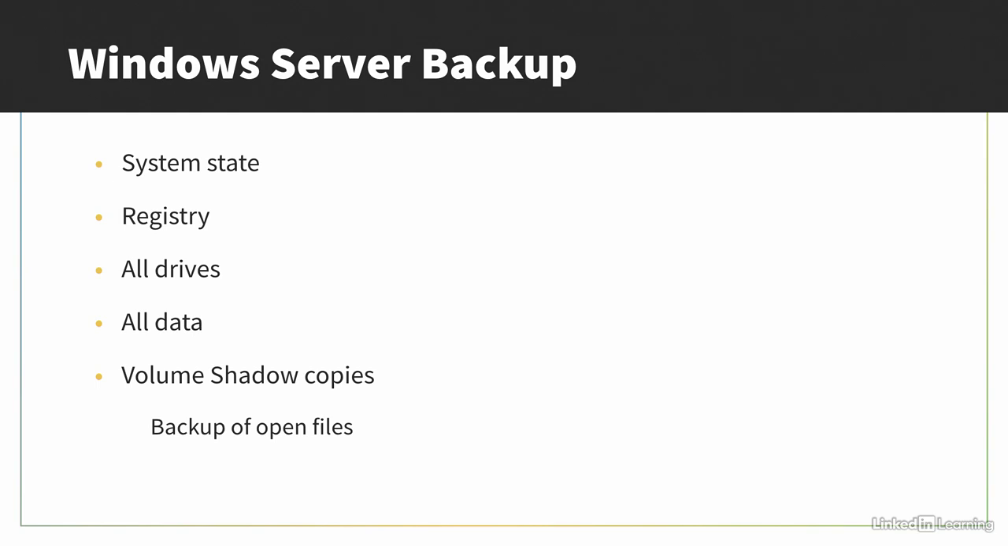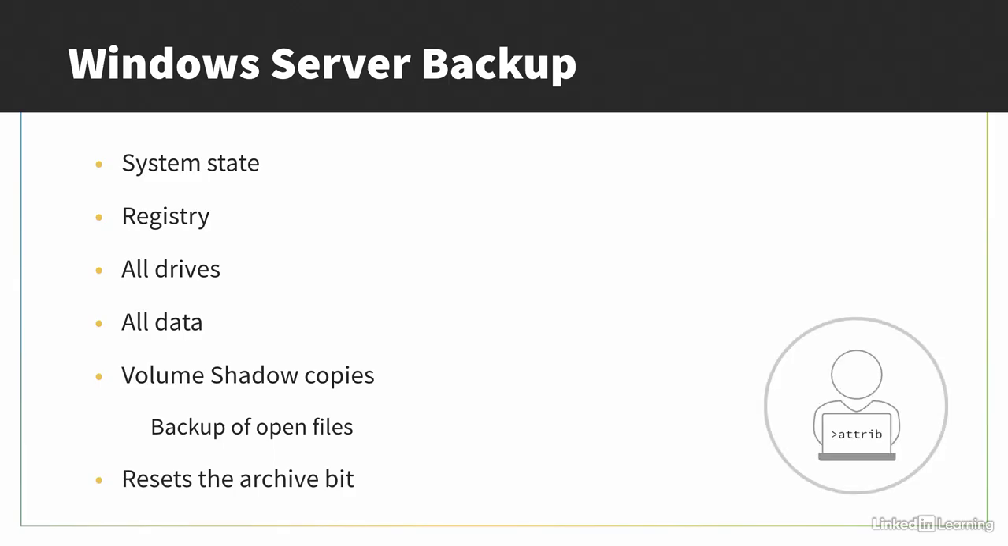Now, after that backup gets done, it does what's called a reset of the archive bit. There's a little hidden bit that you can see if you type the attrib command from a command prompt or PowerShell, and it will tell you whether or not a file has been backed up. And if it's been backed up, then the backup program will reset that archive bit. So that way, if you're going to do an incremental or a differential job afterwards, it will take a look at that archive bit to see whether or not it needs to back up.